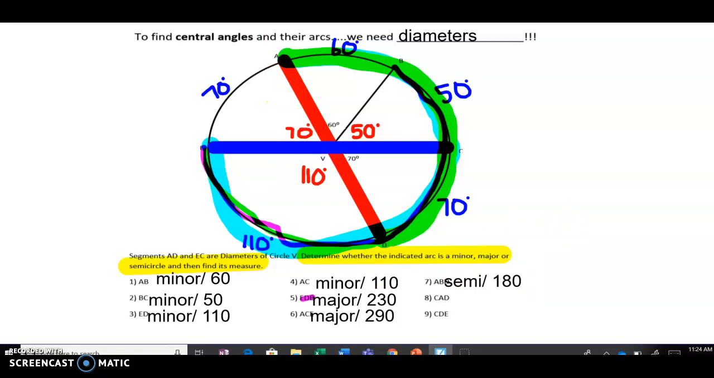This next one, we have CAD. So I'm going to start at C, and I'm going to go back the other way. C, A, and then all the way around to D. Again, I have to go that way because it wants me to go to A first. The order absolutely matters. And again, we have a major with 290 degrees. And then CDE. So for CDE, we start at C, and then we go to D, and then we go to E, and that's also a semicircle.